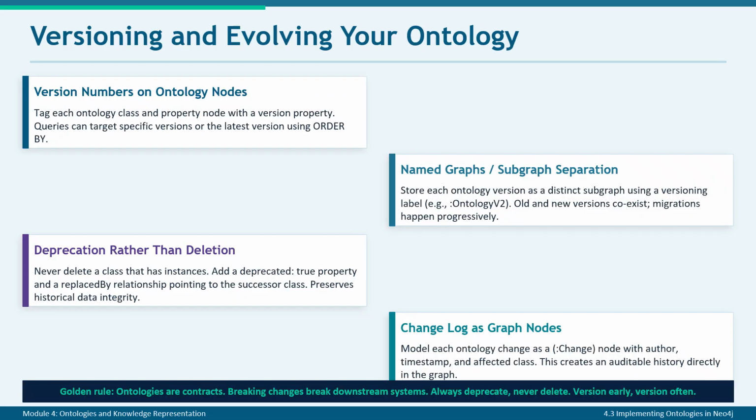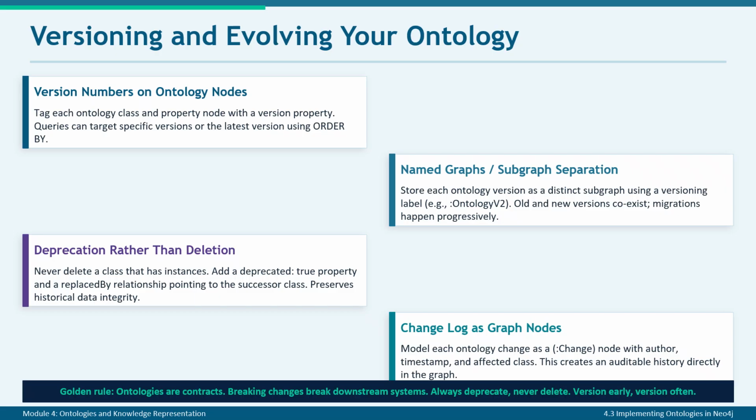One of the things that surprises teams when they first build a production knowledge graph is how often the ontology needs to change. Domain understanding deepens, business requirements shift, external standards get updated. You need a strategy for evolving your ontology without breaking everything downstream.